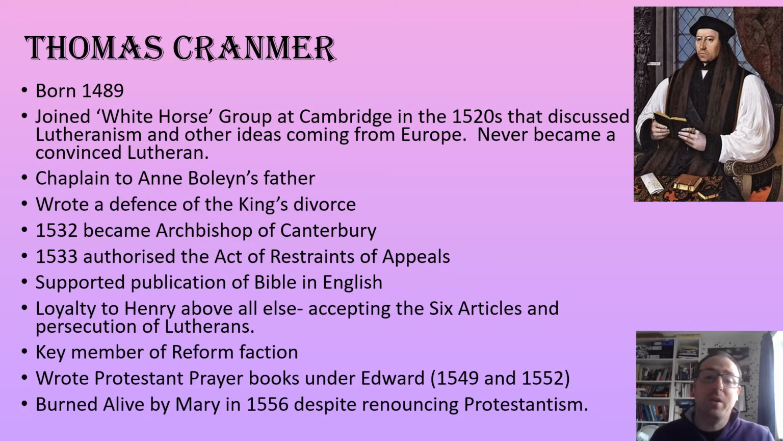Another Thomas is Thomas Cranmer, and Cranmer was born in 1489. He joined the White Horse group at Cambridge in the 1520s that discussed and looked into Lutheranism and the other new religious ideas coming across from Europe. Now, he never became a committed Lutheran. Actually, he had a really interesting take on religion, where essentially he bowed to the wishes of whoever was monarch. So we think he had Protestant leanings, and we definitely see this particularly in the reign of Edward, and we see it towards the end of the reign of Henry. But he was always willing to swing in whatever direction Henry was going at the time.